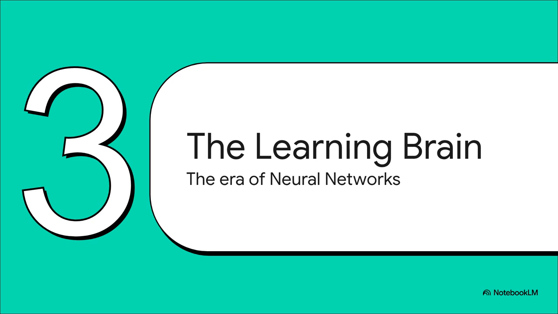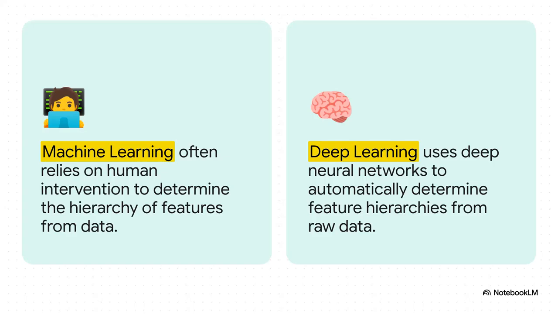Expert systems are powerful, but they require a human to program every single rule. This brings us to the next massive evolutionary leap. Systems that don't just follow rules, but actually learn the rules for themselves from data. Welcome to the era of neural networks. It's really crucial to understand a distinction here. In traditional machine learning, algorithms learn from data, but often a human expert has to pre-process that data and pick out the most important features.